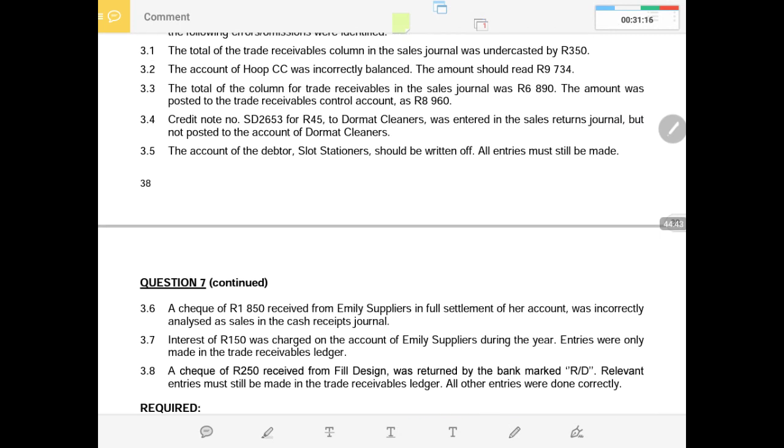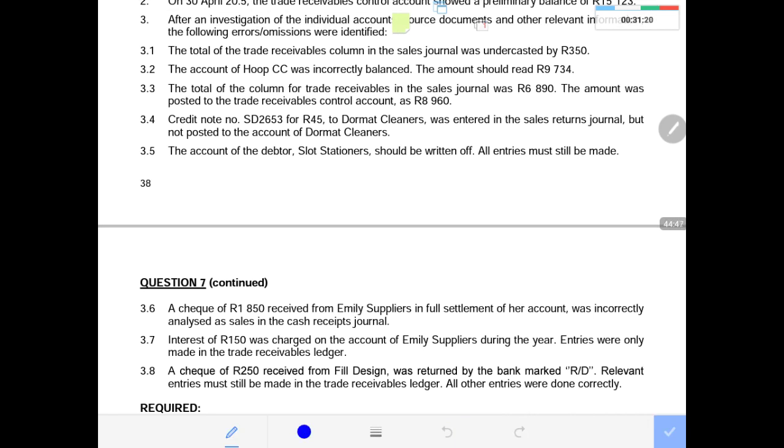Now 3.6, only 3 adjustments are left. A check of 1,850 was received from Emily Suppliers in full settlement of her account. Immediately when this was received, what have we done? I want to stop at that comma because this is very important. It was likely to be a check that is returned from the bank.